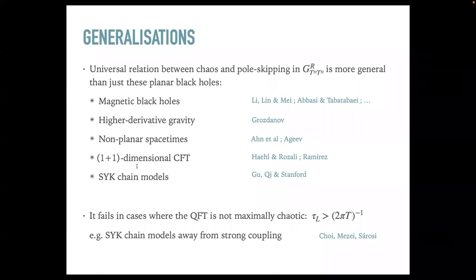Of course, it's not completely general. There are many cases where this exact connection does not work. It certainly fails in cases where the quantum field theory is not what's called maximally chaotic. That means if this time scale is not the maximum, not the minimum possible, the QFT is called not maximally chaotic, and in those cases this exact relation between pole skipping and the values of tau L and v_B begins to get corrections. So this is really a property of what are called maximally chaotic quantum field theories. If you take these SYK chain models and move away from strong coupling to weak coupling, this exact relation begins to break down.